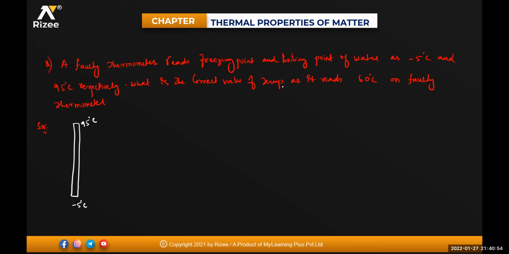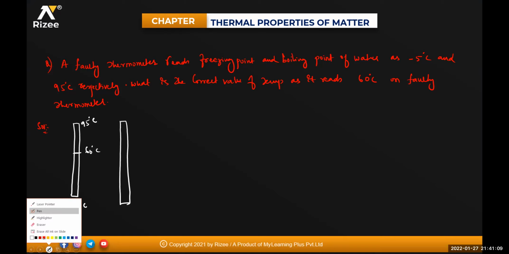So what is the correct value of the temperature as it reads 60 degrees on the faulty thermometer? On this one, it is reading some 60 degrees centigrade. If I compare with your Celsius scale, here the correct reading will be equal to how much? This is your correct scale. This is your faulty scale.